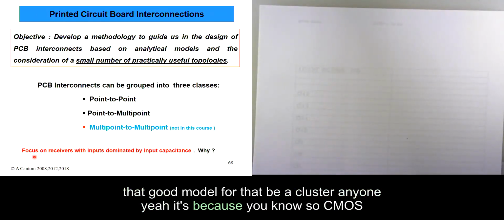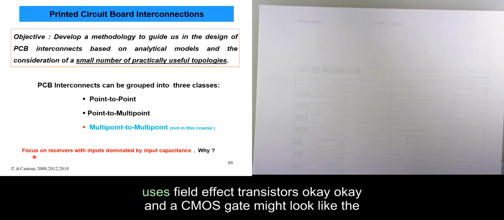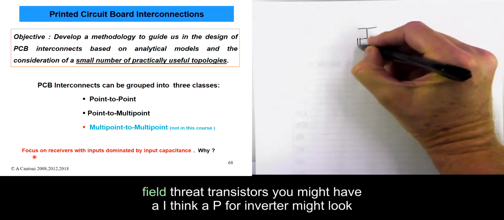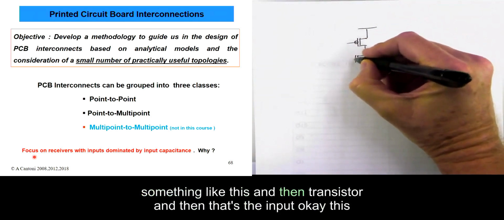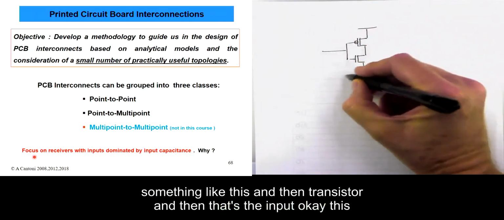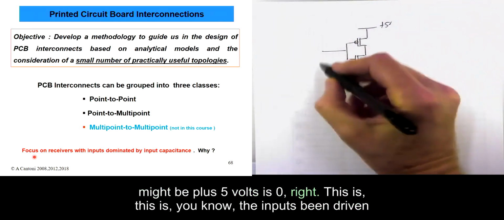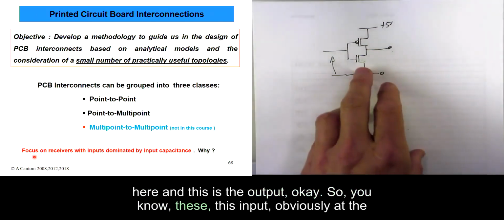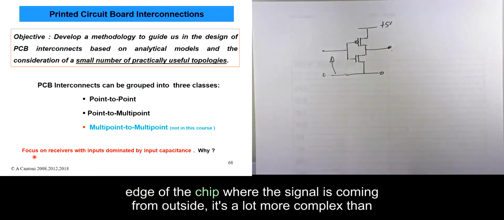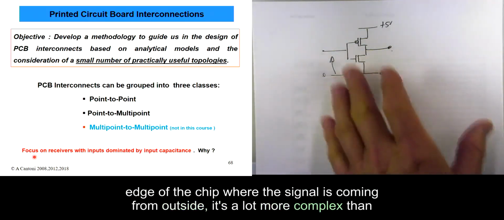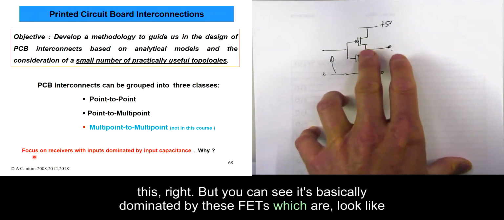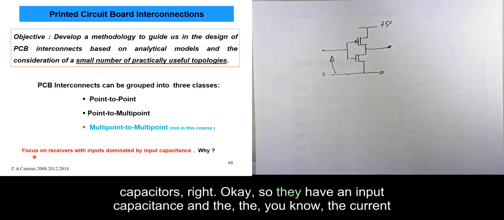Anyone? Yeah, it's because CMOS uses field effect transistors, okay, and a CMOS gate might look like this. You might have a P transistor for an inverter, and an N transistor, and then that's the input, okay. And this might be plus 5 volts, 0, right? And the input is driven here, and this is the output, okay. Obviously at the edge of the chip where the signal is coming from outside, it's a lot more complex than this, right? But you can see it's basically dominated by these FETs, which look like capacitors, okay, so they have an input capacitance.